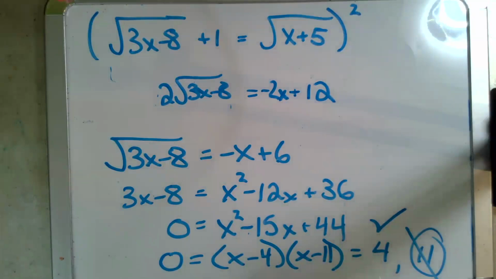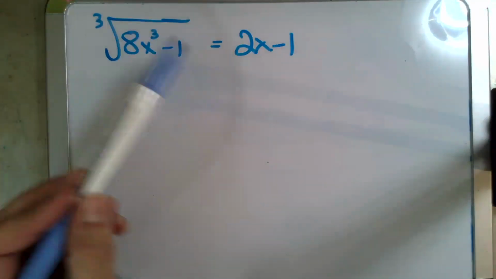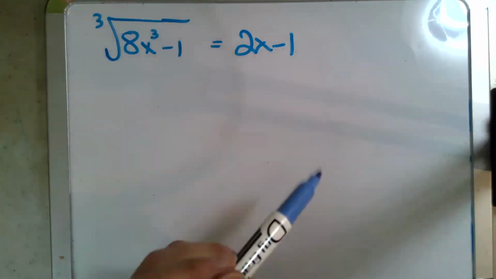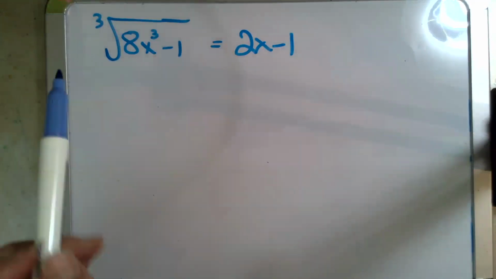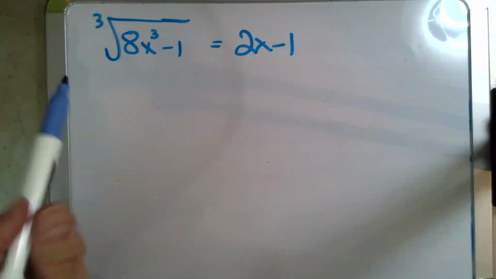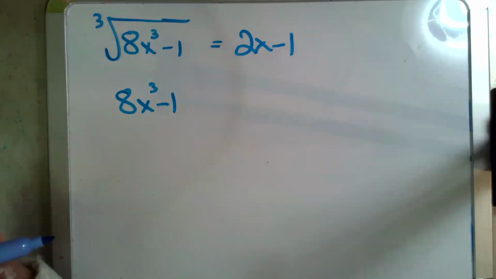Okay, let's do one more. Okay, this time I have the cube root of something, 8x to the third minus 1, equals 2x minus 1. And so again, how do I get rid of this? I have to cube both sides. So when I cube a cube root, I just get what's under the cube root.